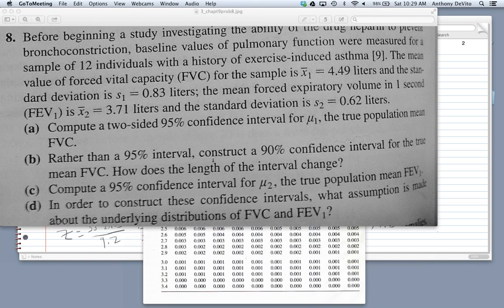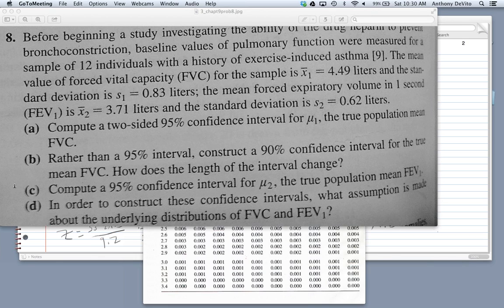Just so that we understand what we're looking at here, FEV1 is a volume of air. If you've ever taken a pulmonary function test, basically what they make you do is blow into a tube and it measures the volume of air that you're exhaling. If you have obstructive lung disease, it reduces the amount of air that you can expel with each breath, and it also reduces the speed with which you can expel it.